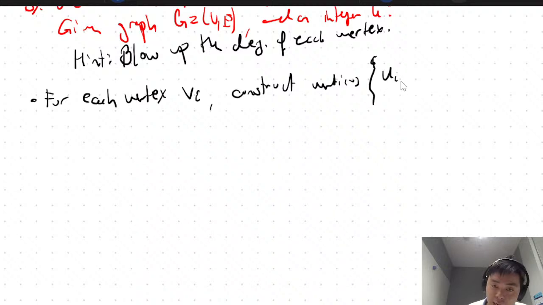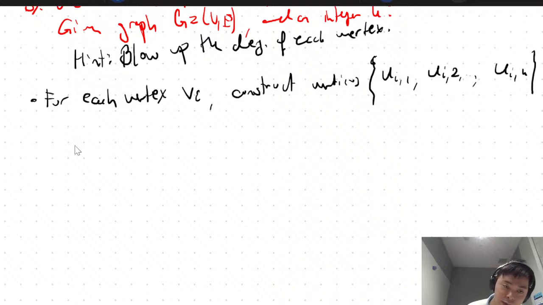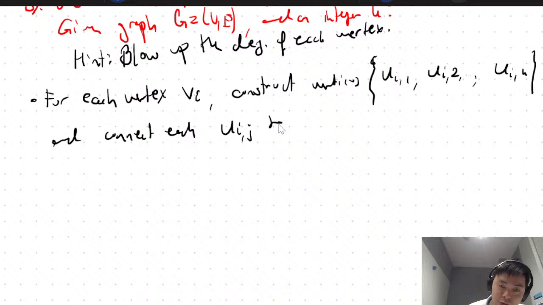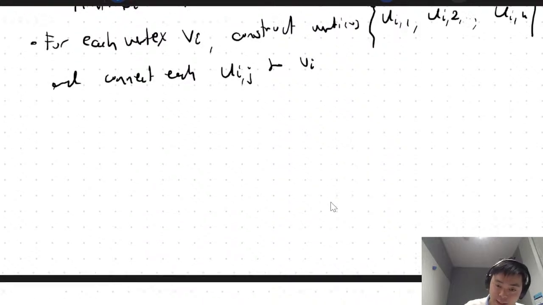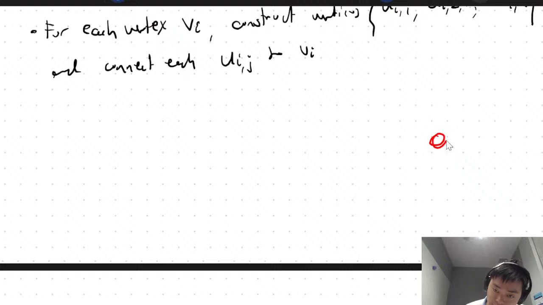Let's call it u_i1, u_i2, up until u_ik, and connect each u_ij to v_i. In other words, if I have a particular vertex, no matter what degree it already has, even if it has degree at least k already, we're still going to blow it up anyway, because there's no harm in blowing up all of the vertices.